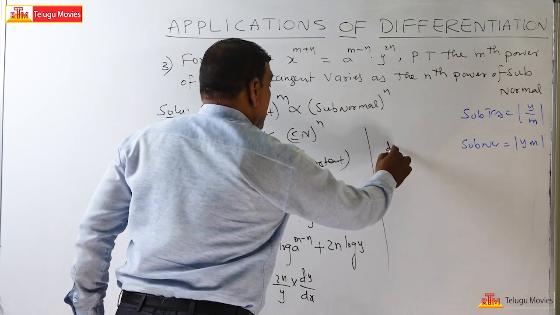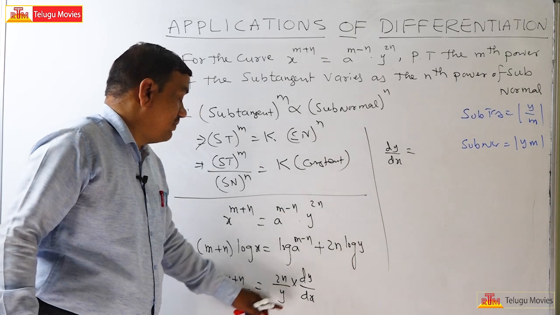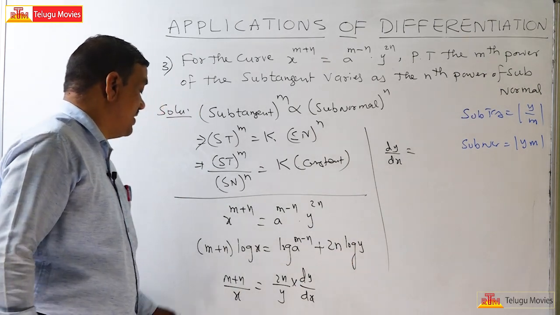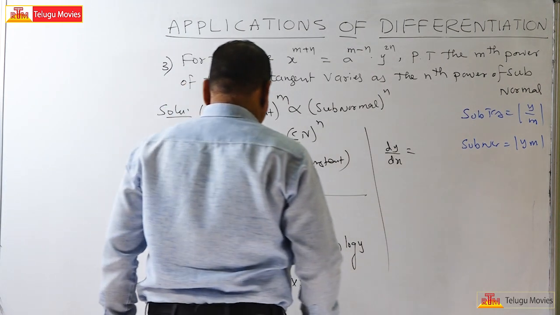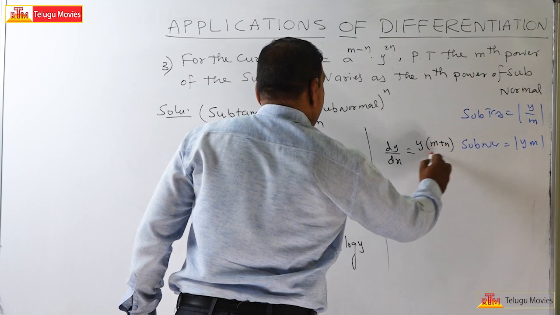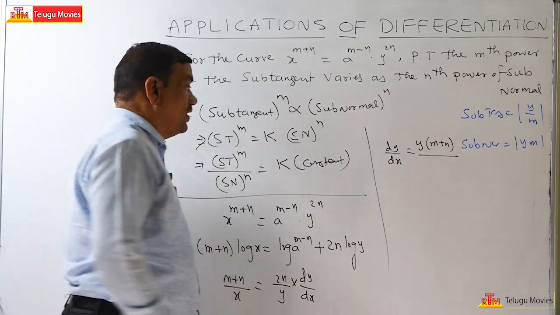So from this, what is our dy/dx? Log y derivative is 1/y into dy/dx. From this, dy/dx is equal to y times (m+n) divided by 2nx.